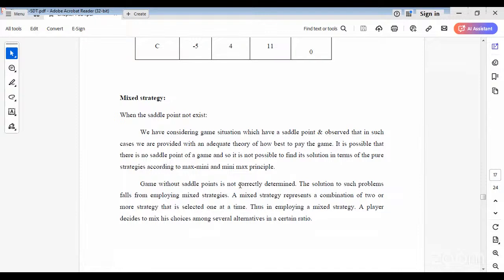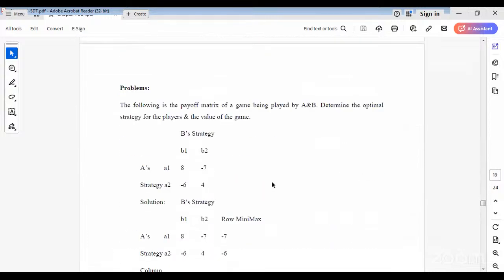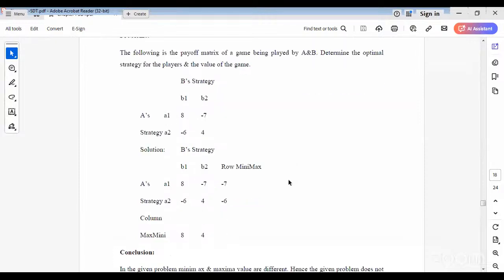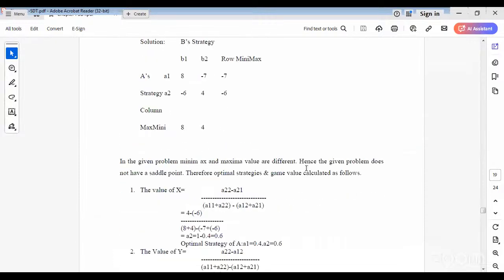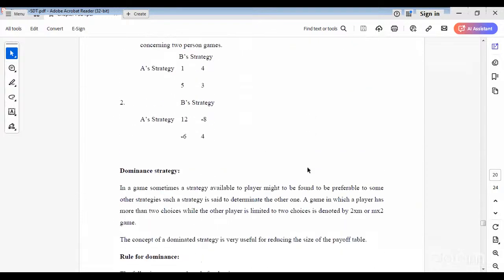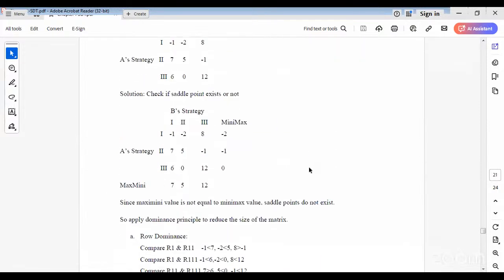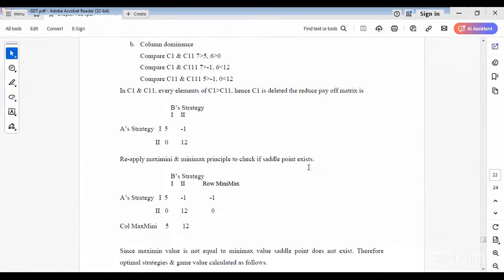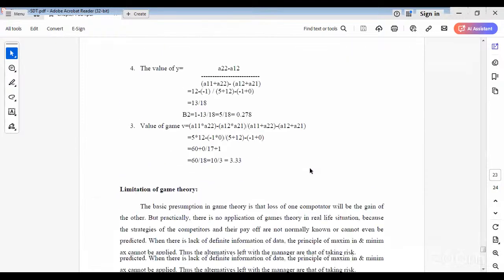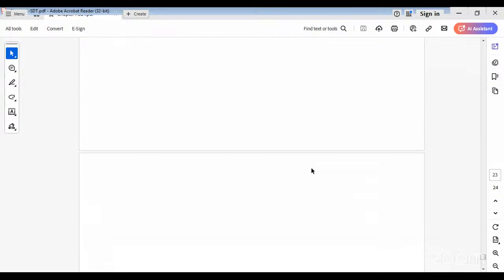When saddle point does not exist, you go for applying the mixed strategy method. Then dominance strategy, rule for dominance. Then problems here. The limitations of the game theory. Okay, so does anybody have any doubt regarding the topics we discussed here?